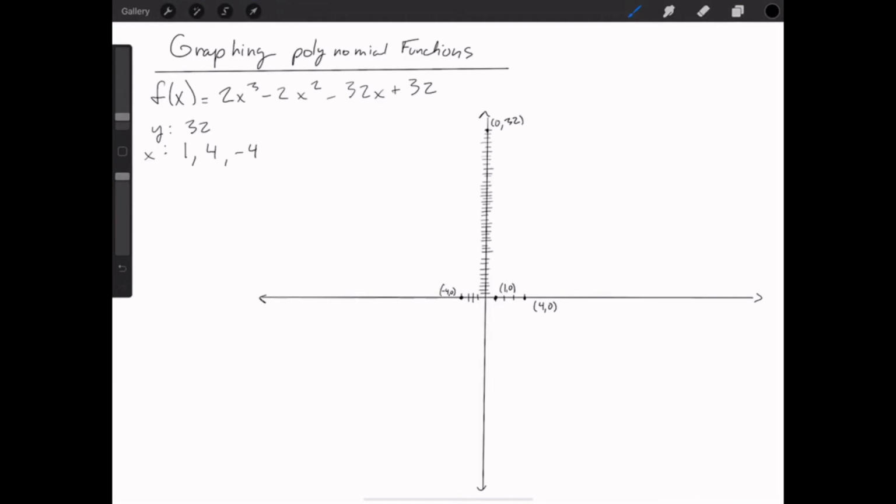So finally, with our function, we can see that the coefficient is positive and the degree is odd. So our graph will end up looking with an end behavior of this. So, using our x-intercepts and y-intercept, we'll get something that looks similar to this.